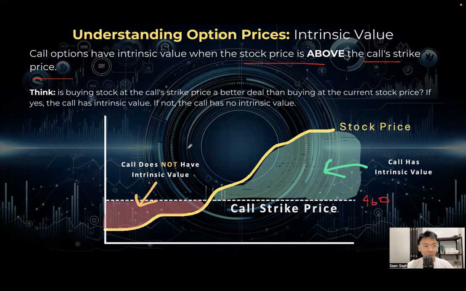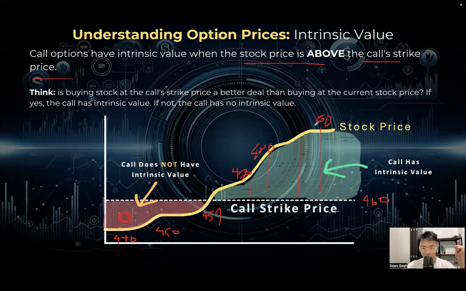460, when the share price goes above 460, 461, 462, 463, 464, 470, 480, 490, 500, okay, the intrinsic value increases. This is the intrinsic value. If the share price goes below 460, let's say 459, 450, and so on, 450, 440, the call has zero intrinsic value. Understand so far? So this is how it goes.